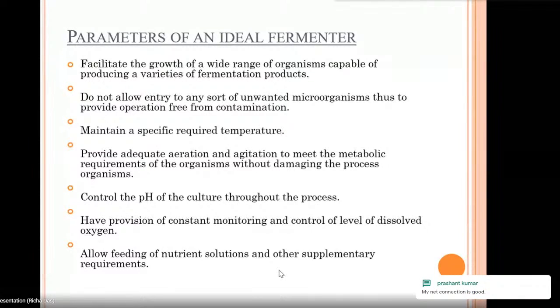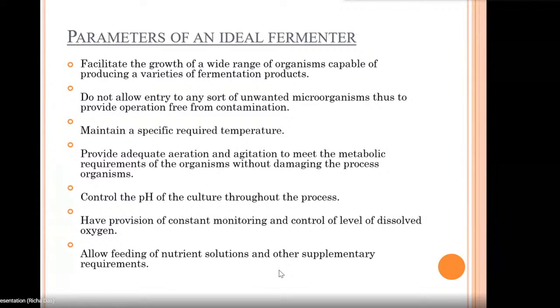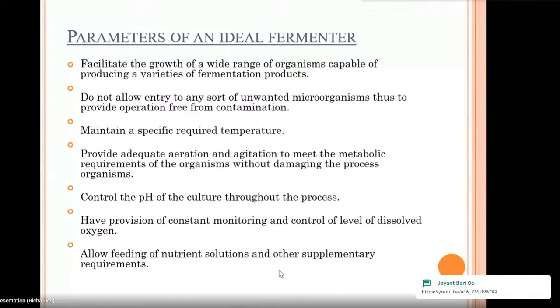Next, my ideal fermenter should allow me various access points, various feeding points through which I can add my nutrients or the production media. Let me tell you that when we add our production media to the fermenter, we do not open the main lid at the top, because once you open it, unwanted microorganisms can also enter. Instead, there are pipes present, and it is through these pipes that the nutrients and production media are entered.